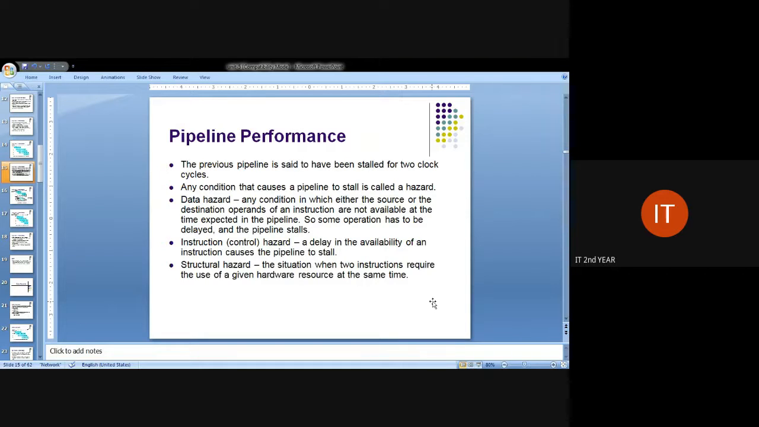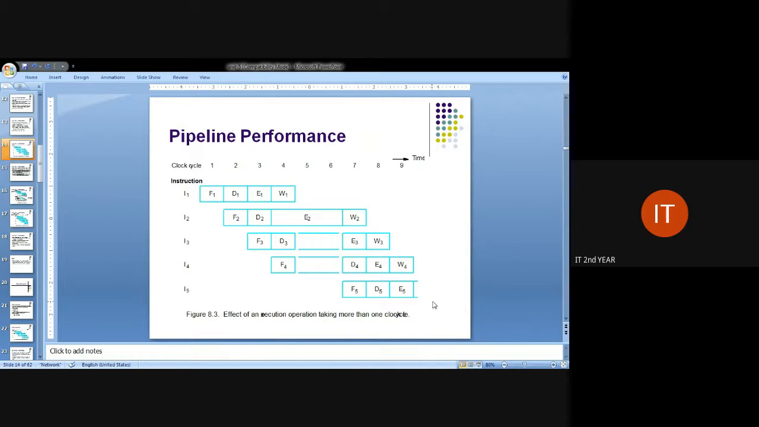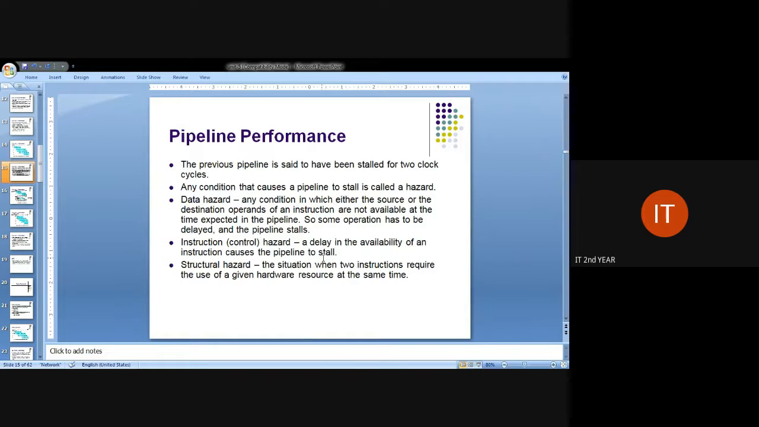So in such cases, the pipeline may be stalled for a particular period of time. For example, here you can say the pipeline is stalling for 2 clock cycles. In such cases, a hazard will occur. Any condition that causes a pipeline to stall for a particular period of time, whether it is a short period or an infinite amount of time, is considered a hazard.